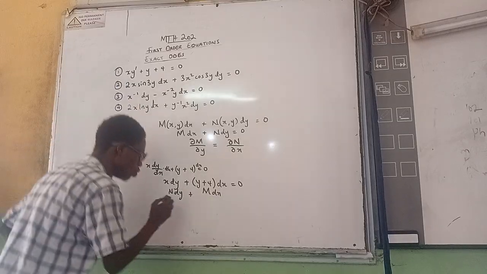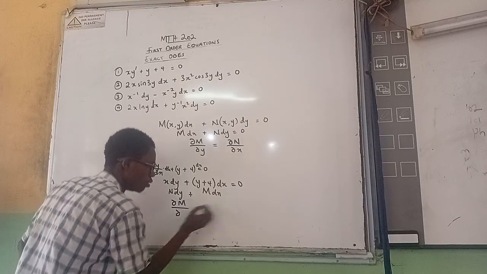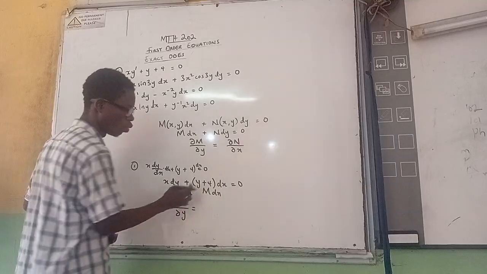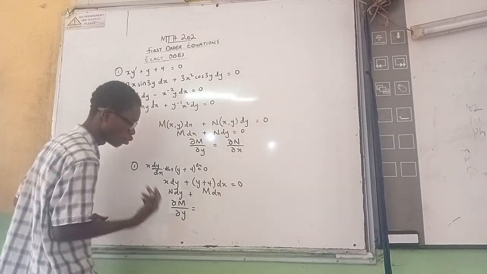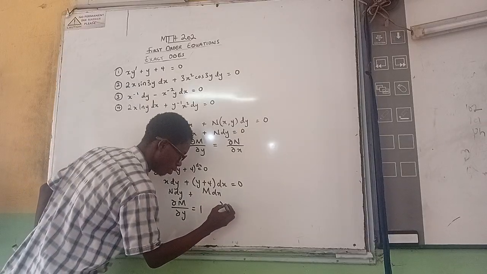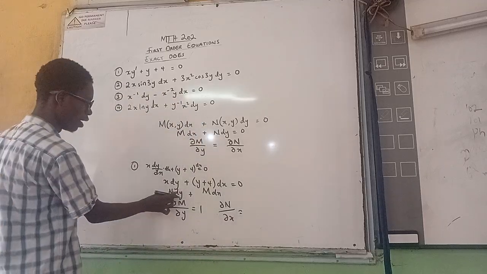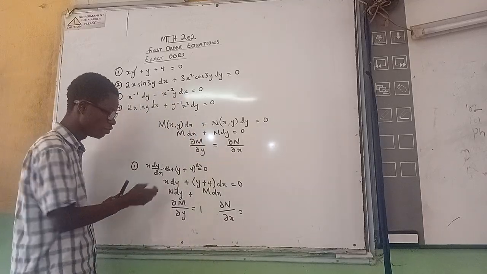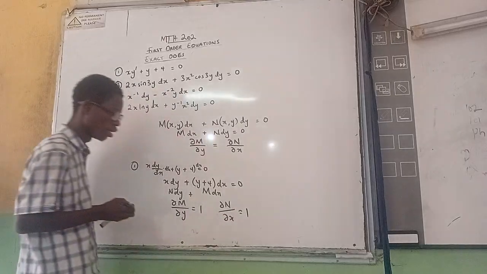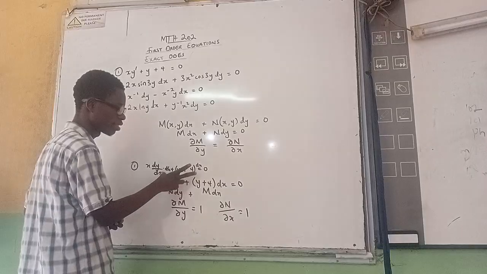Now let's check our dM/dy. Differentiating y plus 4 with respect to y, we are going to have 1. Let's do the dN/dx. This is our N, which is just x. If we differentiate x with respect to x, we also get 1. Since our dM/dy is equal to dN/dx, this means this is an exact ODE.